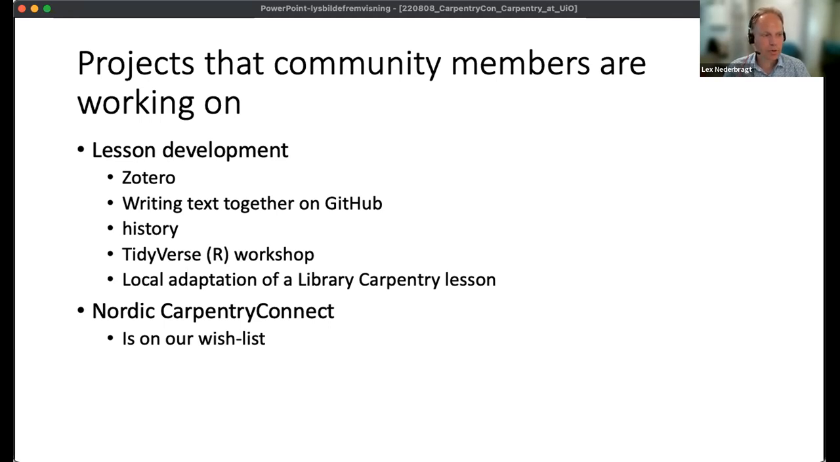History folks are doing workshops. Tidyverse, we have a workshop that is doing a slightly different setup than our workshops because it focuses quite quickly on Tidyverse and it's very, very popular. And I'm very happy that the folks that made it are now finally putting it in the incubator because I think it's going to be taught more that way. And we're doing local adaptations of Library Carpentry lessons also in Norwegian. And we have had for a long time the wish to maybe do a Carpentry Connect Nordic, but it's waiting for time and energy. But I think it's going to happen at some point.